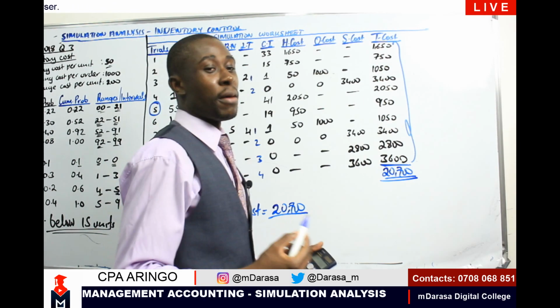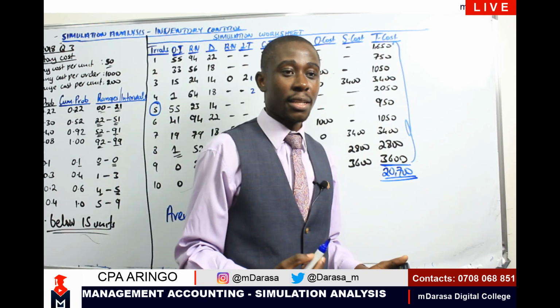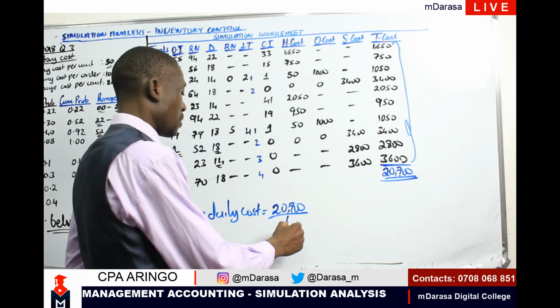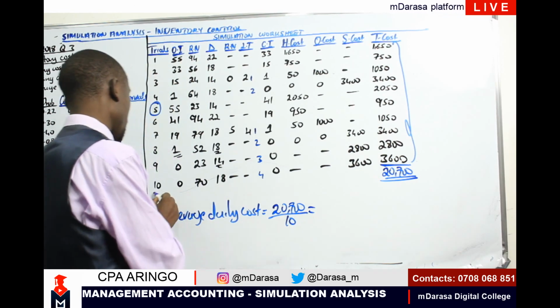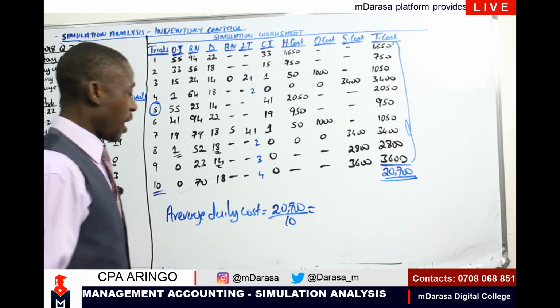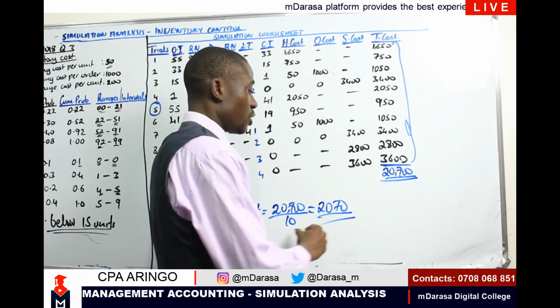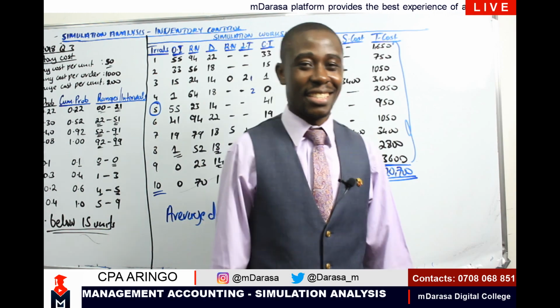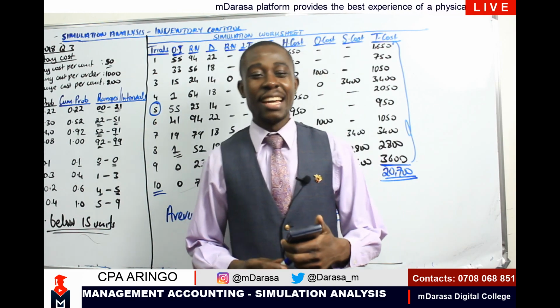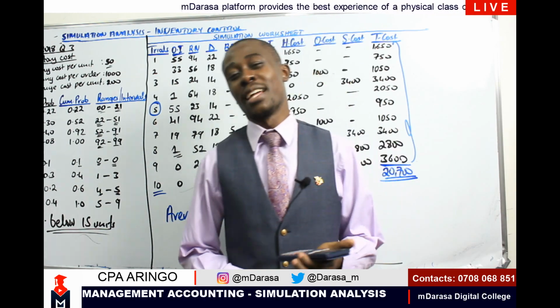We divide by the number of days given. In our case, the number of days given was 10 days, right? Being 10 days, our average daily cost should be how much? 2,070. 2,070. And that is what you are required to do in that question.